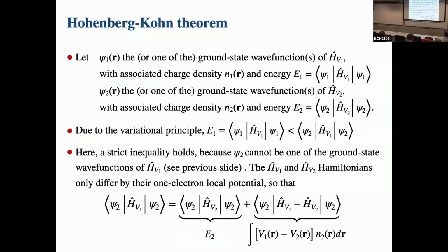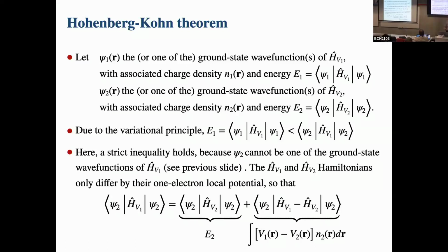Okay, so now that we have this lemma, let's take a psi1, which is one of the ground state wave functions, it could be a degenerate one, for my first Hamiltonian, H1, okay? And then psi2 is the, or one of the, ground state wave functions of my second, okay?